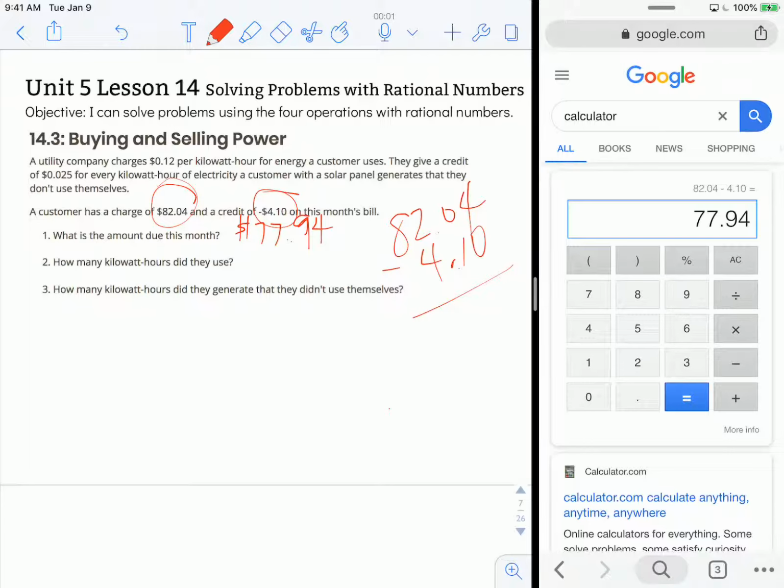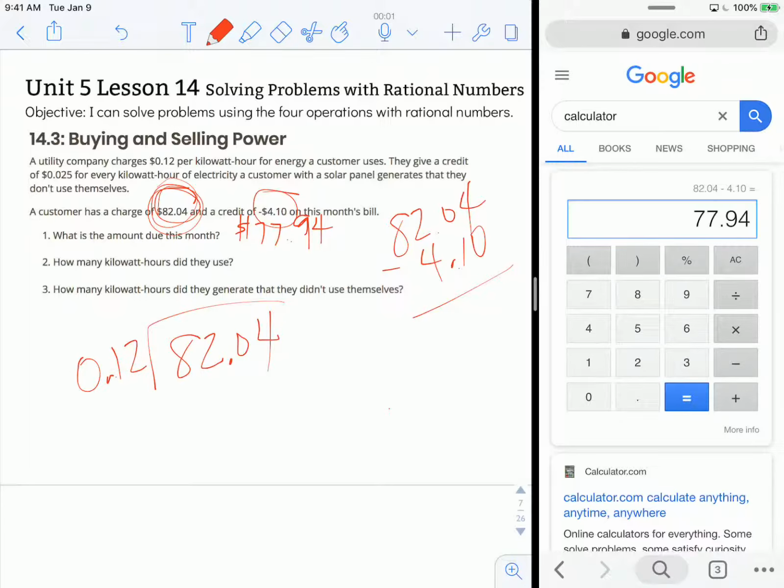Question 2, how many kilowatt hours did they use? So we're going to look to their charge right here. That represents 12 cents for every kilowatt hour that they consumed. So we're going to take 12 cents and divide it into that $82.04 to figure out how many kilowatt hours they must have used. So we have $82.04 that we're going to divide by 12 cents.